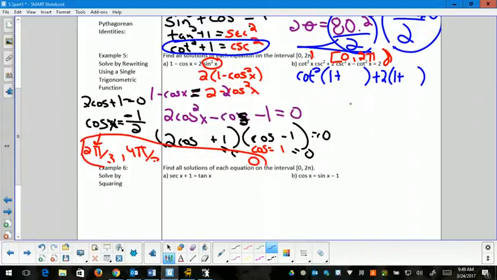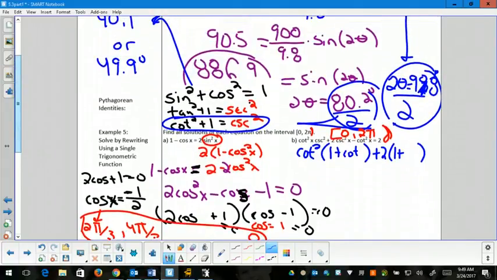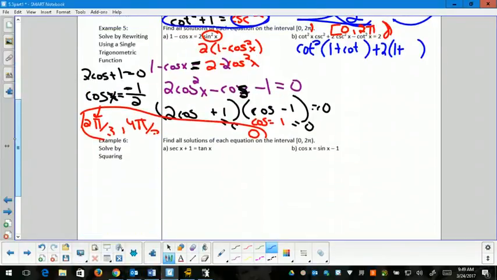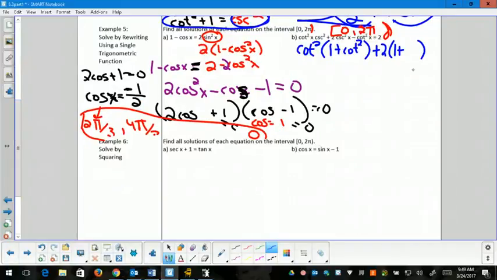So this is 1 plus cotangent then, right? Hold on, let me look back up here. That's what I had written down, but then I thought that's wrong. Cosecant squared is cotangent squared plus 1, right? Hold on. I started by dividing this by sine squared. Yeah, that's right. There's the plus 1, there's the cotangent squared. So yes, it's right. It's supposed to be 1 plus cotangent squared, and right now it equals 2.